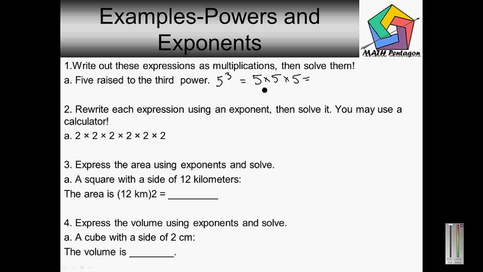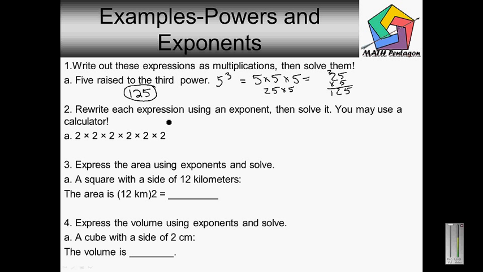5 times 5 is 25. Times 5. So 25 times 5: 5 times 5 is 25, carry the 2. 2 times 5 is 10, plus the 2 is 12. So our final answer would be 125. So this is the final answer to this question.